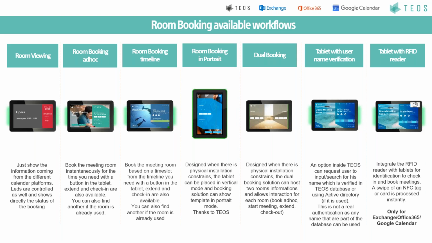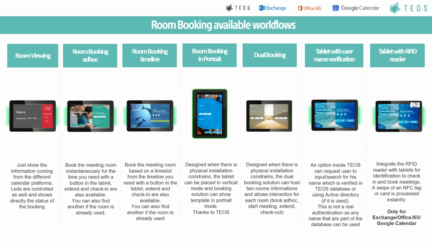From the room booking tablet itself, you can configure it to be like a room viewing solution. So this is to show the availability, but nothing else. So for example, for huddle rooms that you cannot book or things like this, we will just show booked or not booked, available or not available. So just room viewing, basically. We will be able to do some room booking, what we call ad hoc. So this is to do instant meetings and nothing more than this, which can also be used for small meeting rooms or huddle rooms as well.